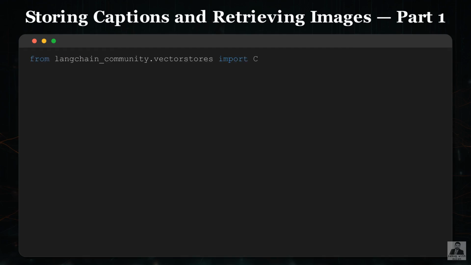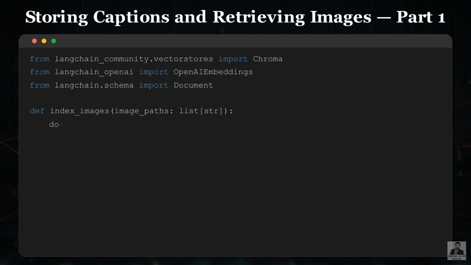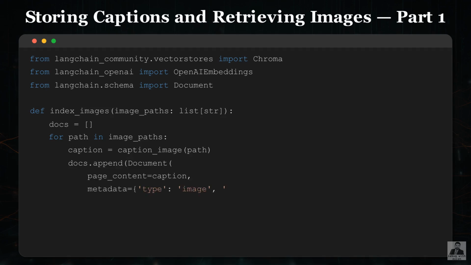We index images by captioning each one and wrapping the caption in a LangChain document object. The metadata stores the image type flag and the file path to the original image on disk. The caption is what gets embedded and searched. The image path is what we use to fetch the actual image when this document is retrieved. We never embed the raw image pixels. We embed the text description of what the image contains.